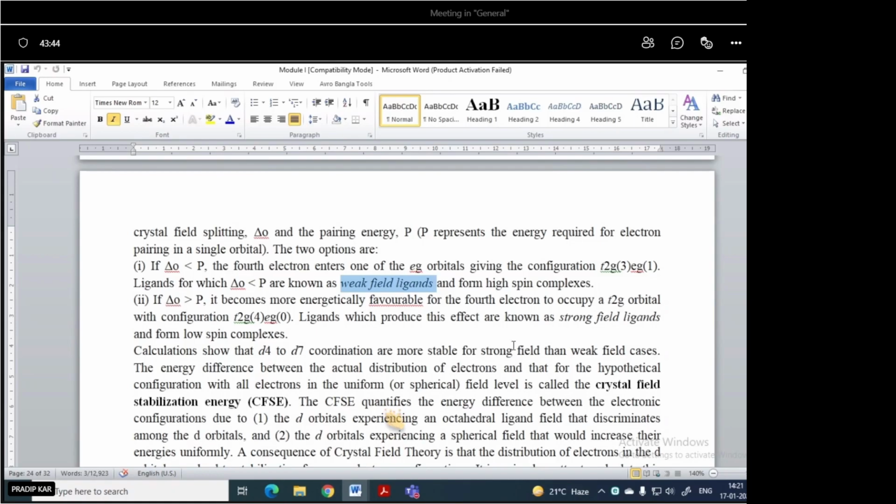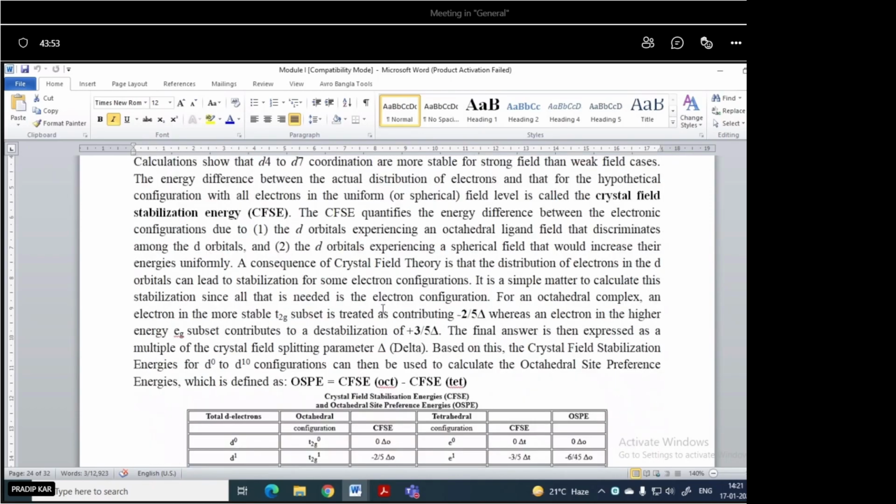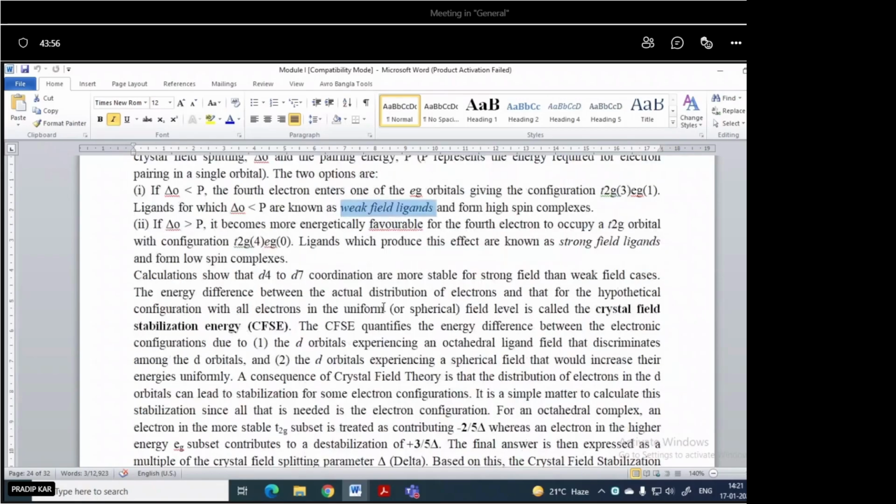I think I have explained it clearly. Yes, sir. So in the next class, we will explain about the crystal field stabilization.